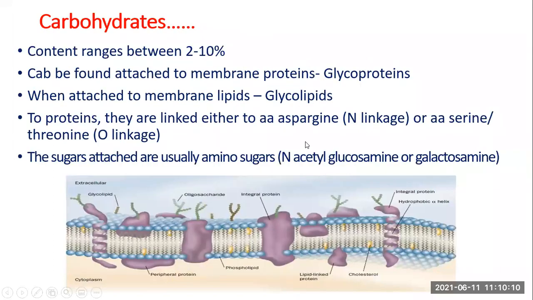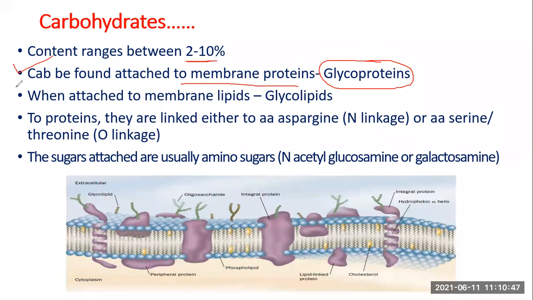The third component, which cannot be called a major component but is a minor component, is carbohydrates. So what are carbohydrates? Their content ranges between 2 to 10%. In different biological membranes, carbohydrates may be present anywhere between 2 to 10%. And they can be found attached to membrane proteins. When they're attached to membrane proteins, they are called glycoproteins. Please remember this term also, glycoprotein. Glycoprotein means a protein which has carbohydrates attached to it.